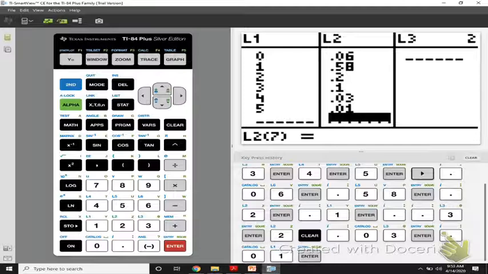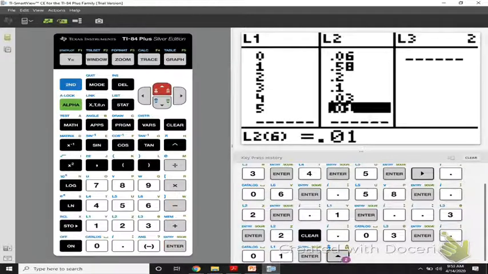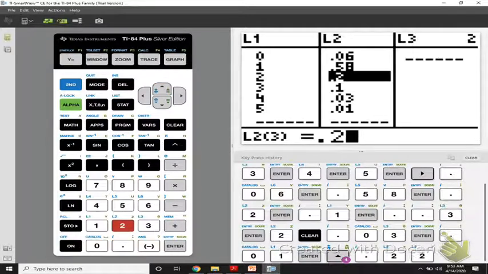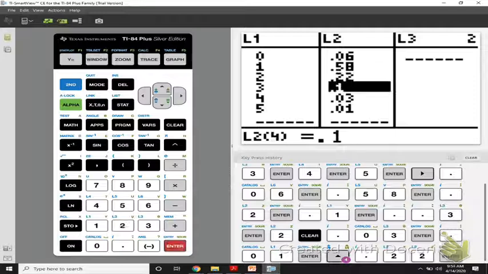All right, so always double check your data. Make sure your data is right. 0.06, 0.58, 0.22. I got a data value that's wrong here, which is very important that we get right. So I'm going to arrow up and make that 0.22. All right, 0.1, 0.03, 0.01. Okay, now our data is correct.